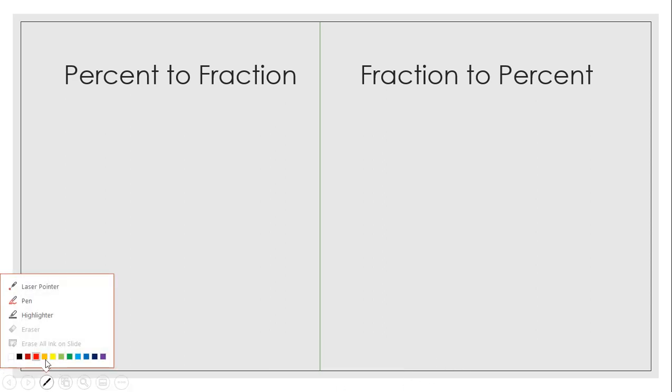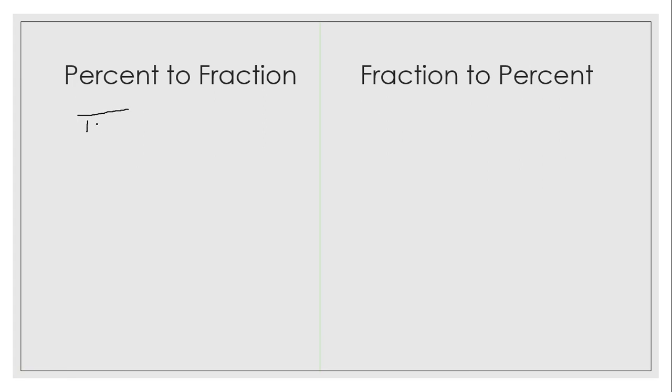Okay, the first thing that we've got to remember is that a percent is a special fraction out of 100. So on the left side, we're converting a percent, which is a special fraction out of 100, to a simplified fraction. And over here, we're starting off with a fraction and converting it to that special fraction out of 100. We're working backwards over here.